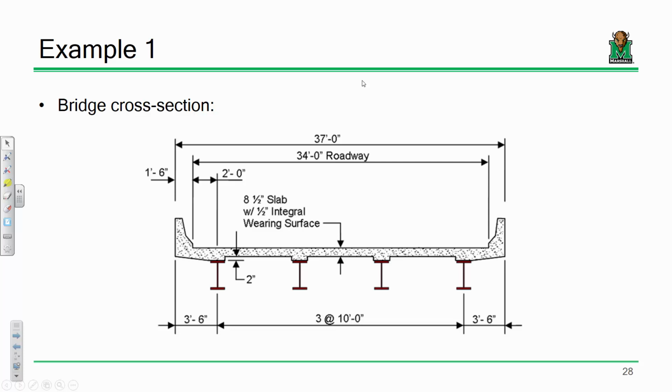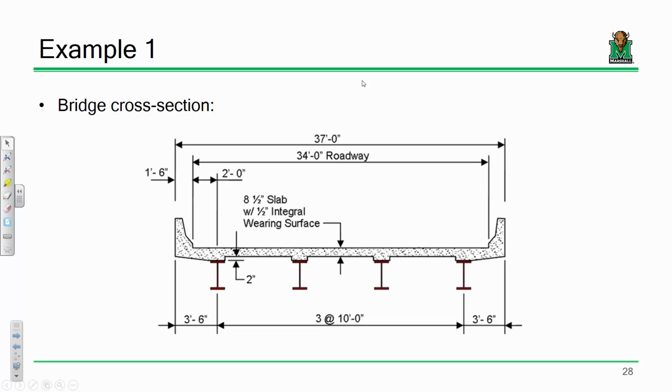So let's see. The overhang, what's the overhang? 3'6", right? So 3. Okay. All right. Now let's take a look at the slab thickness. Okay. Now what I'm going to say is this. I'm going to say that the total slab thickness is 8.5 inches.